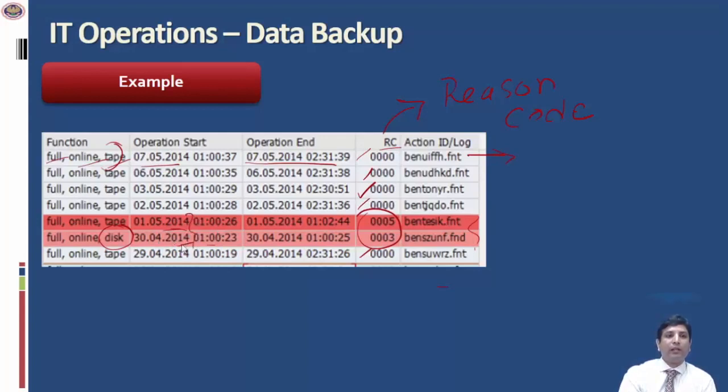So this is the way we need to understand the controls or the process and identify what can go wrong within the backup and see which controls mitigate those risks.